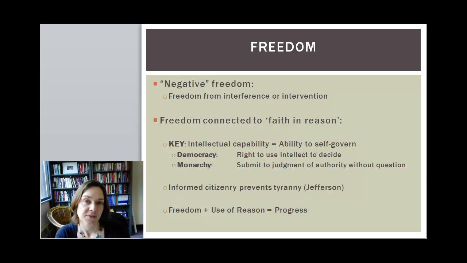So freedom is very much, as we said earlier, connected to faith and reason. This idea that in a democracy, everyone should have the ability to self-govern. They should have the ability to use their intellect to make good decisions and to contribute to the whole. Jefferson also goes on to argue that it's an informed citizenry that can prevent tyranny. He uses a lot of examples about if people are able to read the newspaper and be well informed about issues, they're going to be able to prevent being oppressed.